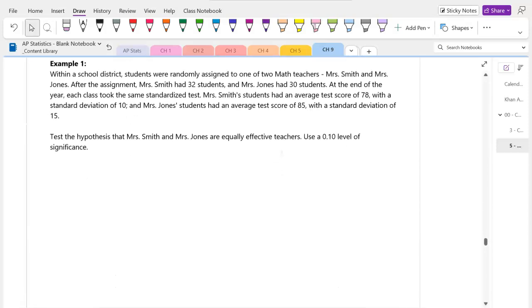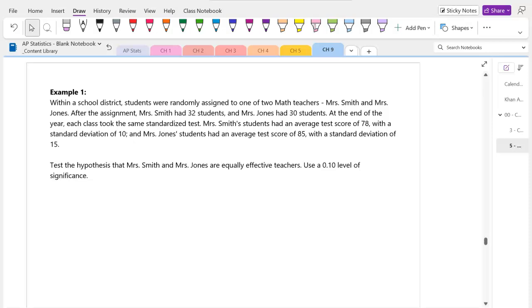So as we go to our first example, keep in mind that these are going to be two-sample tests. So we've got, within a school district, students were randomly assigned to one of two math teachers, Mrs. Smith and Mrs. Jones. After the assignment, Mrs. Smith had 32 students and Mrs. Jones had 30. At the end of the year, each class took the same standardized test. Mrs. Smith's students had an average score of 78 with a standard deviation of 10, and Mrs. Jones's students had an average test score of 85 with a standard deviation of 15.